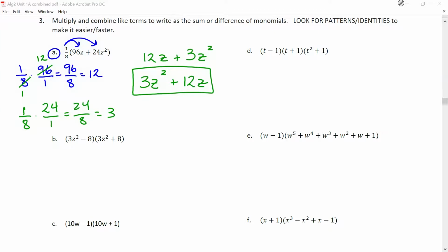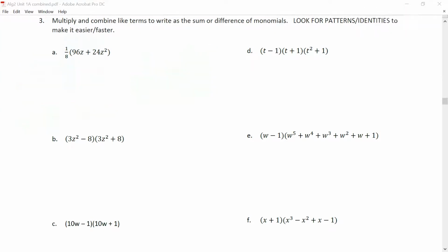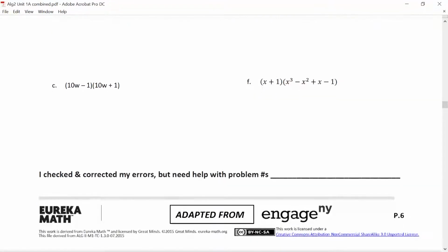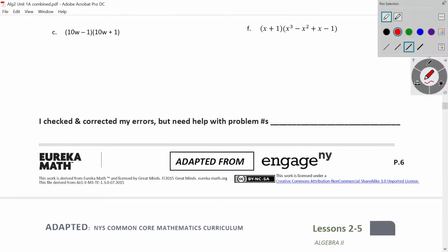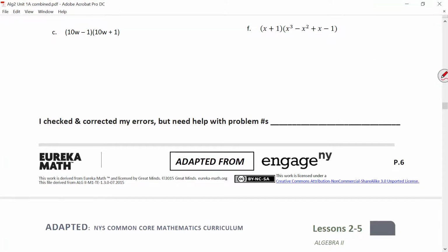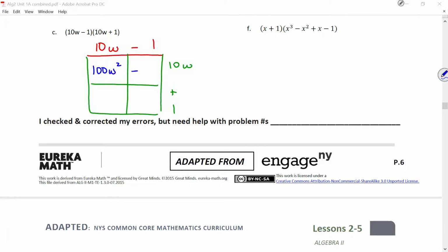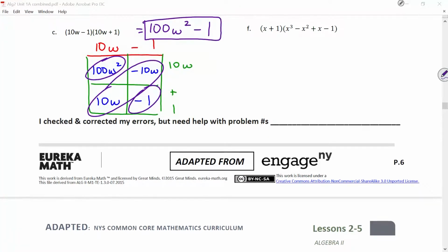Okay, so that's the distributive property. I'm going to go ahead and do letter C. Now this one I could do using either method, and so I'm going to use the area model to show you that you can use either one. Okay, so go ahead and pause the video and try this one using the area model and see what you get. Okay, so notice that the 10w and the negative 10w, that this diagonal right here cancels out to be 0w.